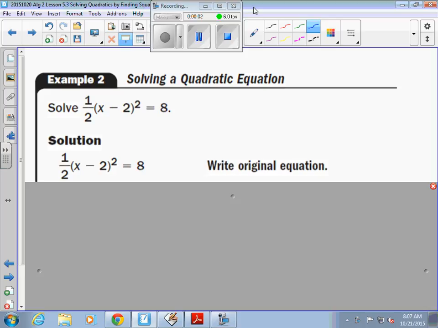This is Algebra 2, Lesson 5.3. We're solving quadratics by finding square roots. This is part number 2. We're picking up on example number 2 where we're solving a quadratic equation. We have the quadratic equation that says 1/2 times x minus 2 squared is equal to 8.